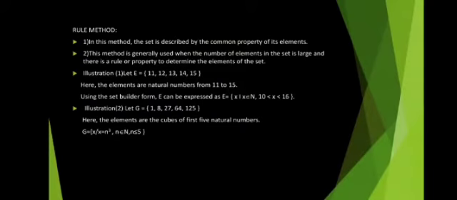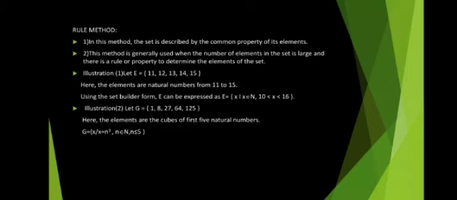The second method is the rule method. In this method, the set is described by the common property of its elements. This method is generally used when the number of elements in the set is large and there is a rule or property to determine the elements of the set.